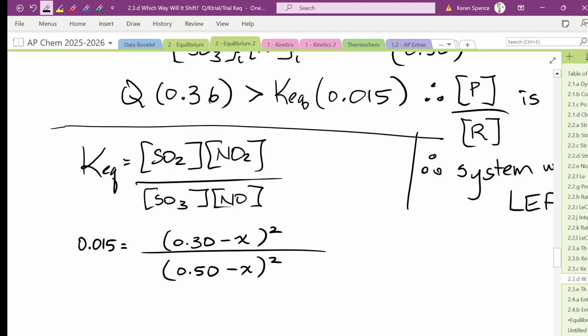Oh no. Do I need to solve a quadratic? No. Because in Chem 12, at least in this unit, we'll always give you something where you can take the square root.